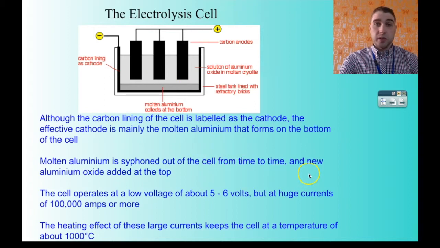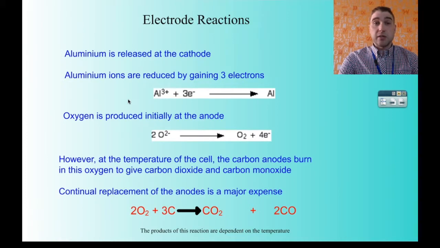This requires an awful lot of electricity for this step. So oftentimes aluminium production is linked up with a cheap source of electricity, like coal, for example, or hydroelectricity if you can. So these are the reactions that are occurring in the electrolysis cell. Aluminium ions are being reduced to aluminium. That's the liquid aluminium that forms at the bottom of the electrolysis cell.